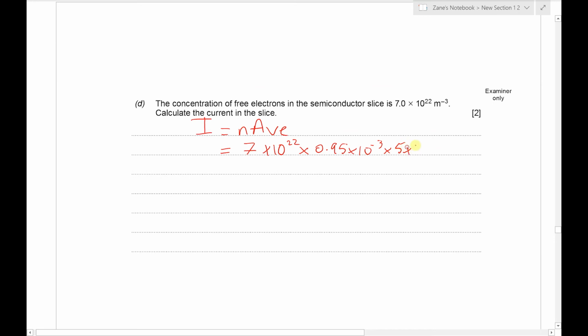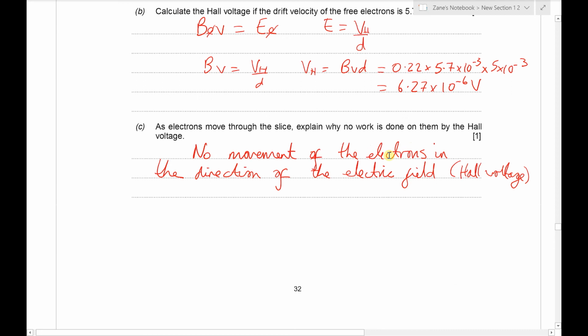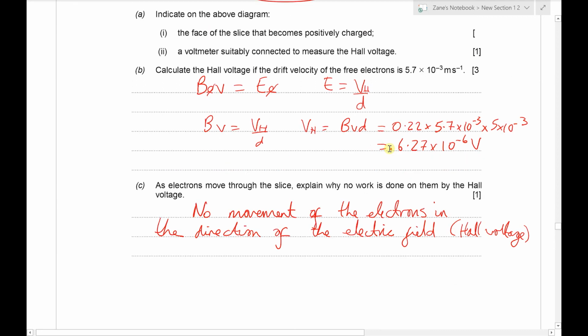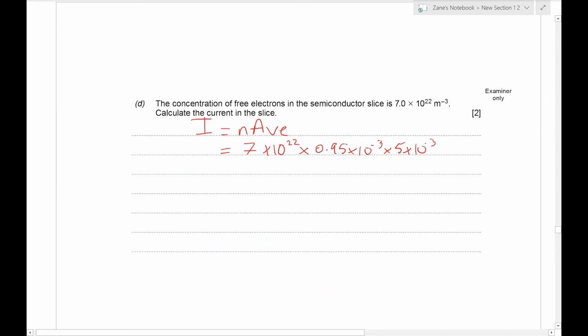And again, make sure we turn millimetres into metres. v is the speed of the electrons, which we were given in part B of the question, 5.7 times 10 to the minus 3, and e is the electron charge, 1.6 times 10 to the minus 19 coulombs. If we put all those into the calculator, we end up with an answer of 3.03 times 10 to the minus 4 amps, because it's a current that we're finding.